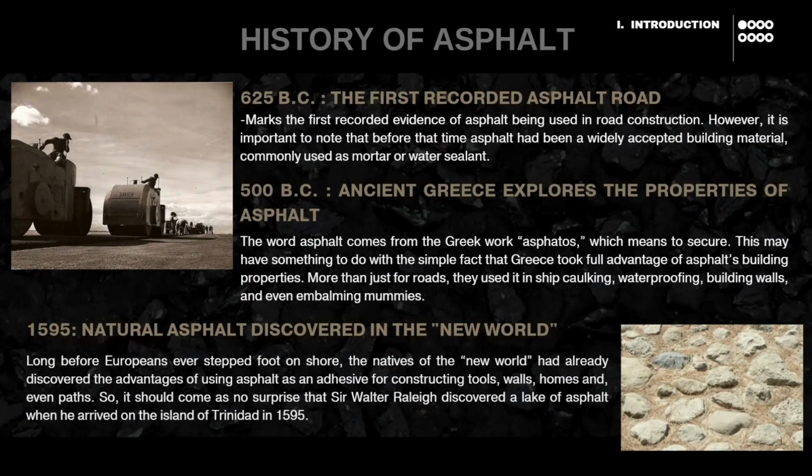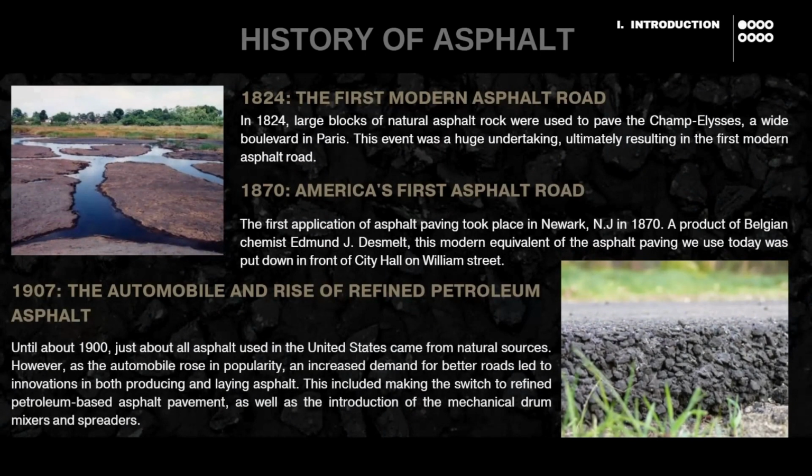History of asphalt. In year 625 BC, it is the first ever recorded asphalt road. In 500 BC, ancient Greece explores the properties of asphalt. The word asphalt comes from the Greek word asphales, which means to secure. Years later, in year 1595, natural asphalt was discovered in the New World. In 1824, the first modern asphalt road was recorded. In year 1870, America constructed its first asphalt road.